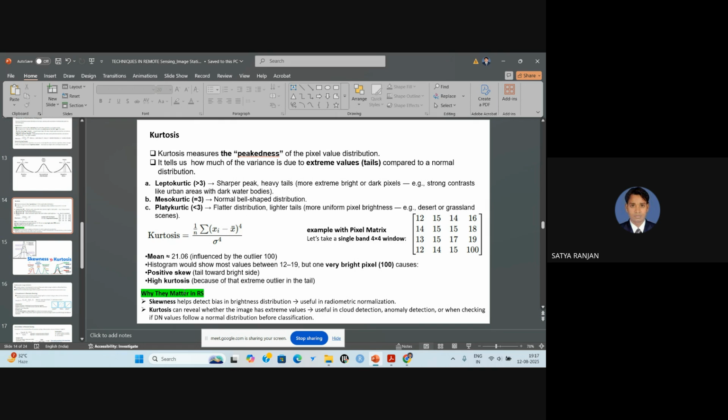Why do they matter in remote sensing? Skewness helps detect bias in the brightness distribution, useful in radiometric normalization, and kurtosis can reveal whether the image has extreme values or not. So it is useful in cloud detection, because sometimes clouds cause high reflectance. This also gives the information that there is some error in the satellite image. It is also used in anomaly detection, and when checking if DN follows a normal distribution before classification.